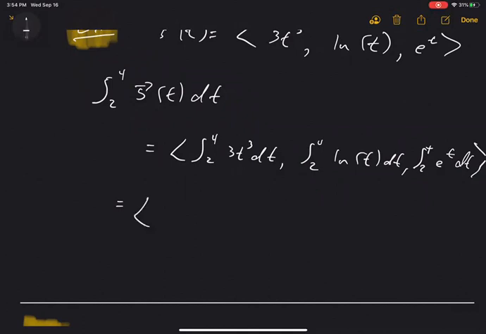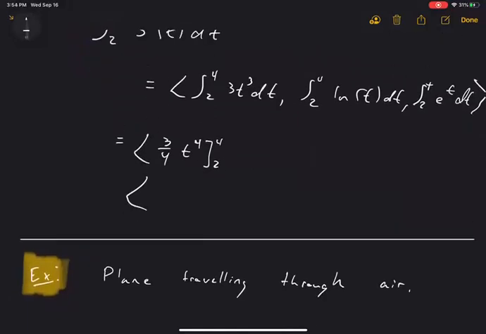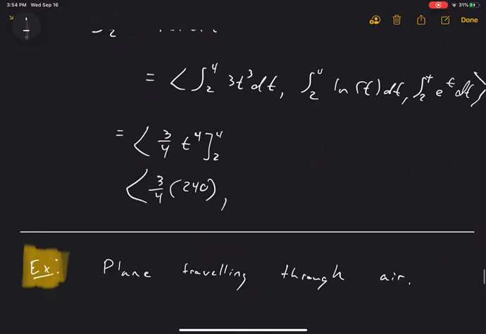Let's see if we can do this mentally. It'd be t to the 4th over 4, so 3/4 t to the 4 from 2 to 4. So evaluating that, let's see, what's 4 to the 4? 256. 256 minus 16, something like that. So 3/4 times 240. I apologize if my arithmetic's messed up.